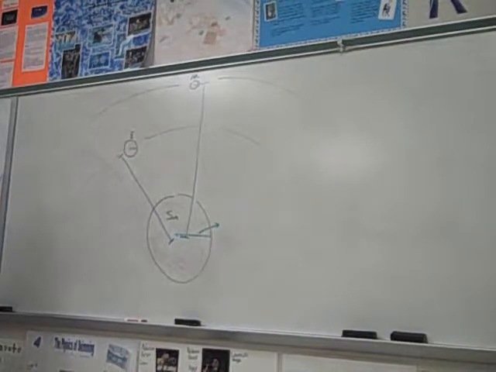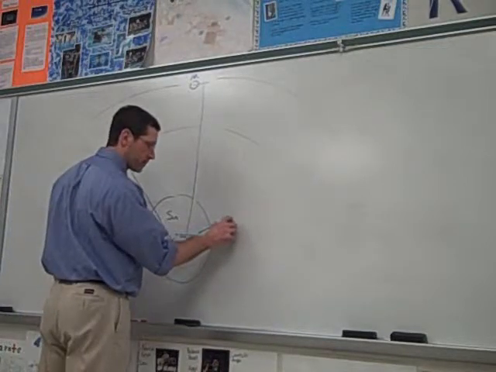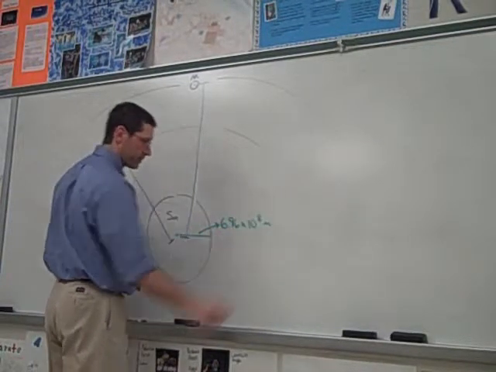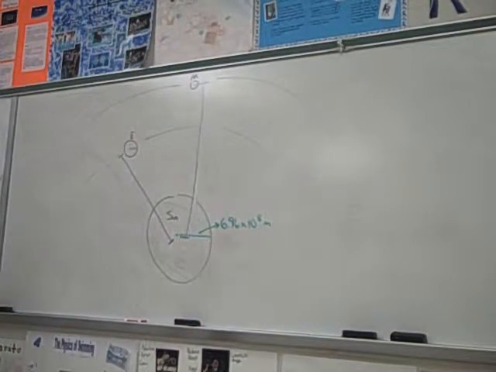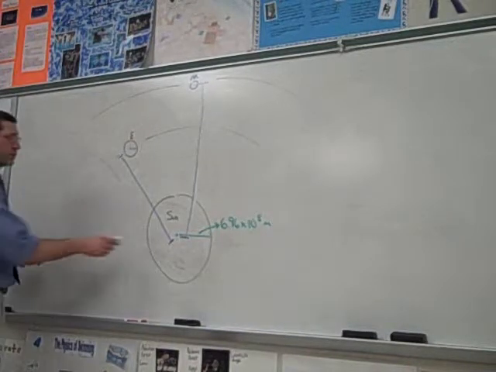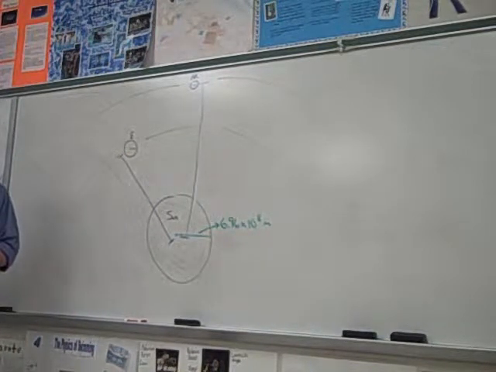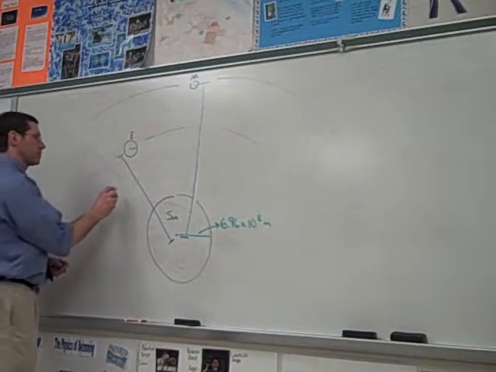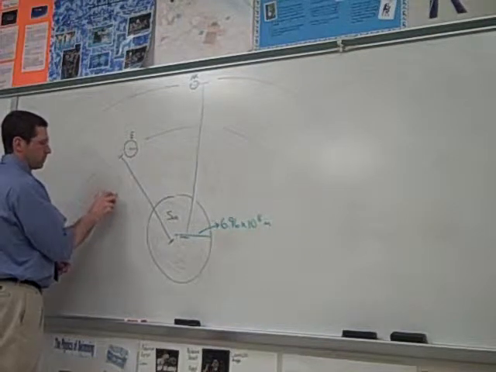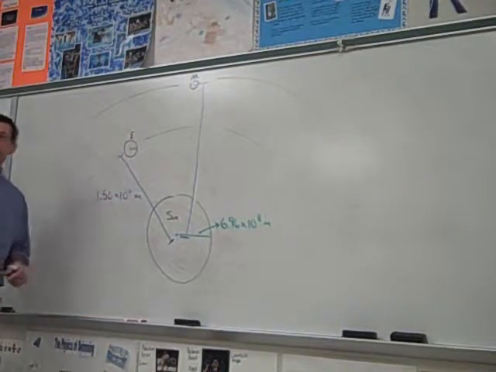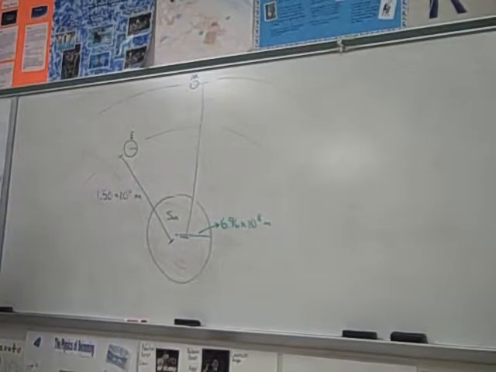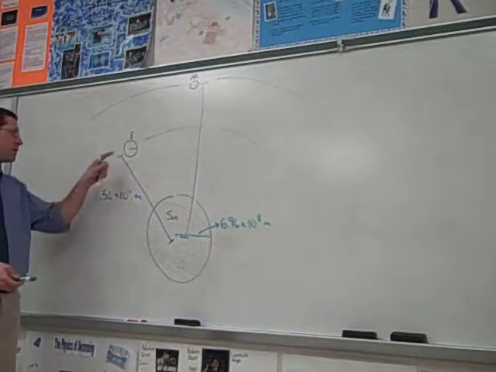6.96 times 10 to the 8th meters. Okay. Does everybody see that number on the table? Somebody give me the value of this blue line. 1.50 times 10 to the 11th meters. Does everybody see where we got that? Somebody now give me the value of this green line.